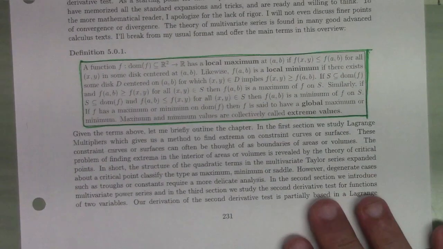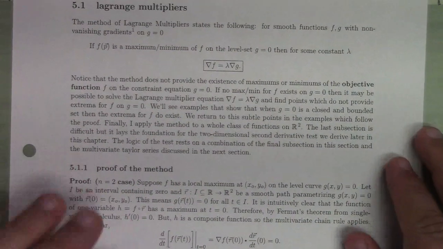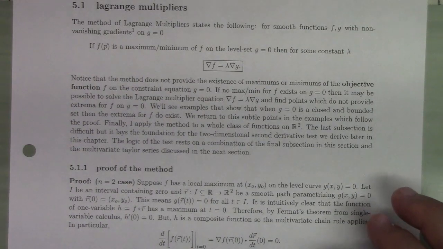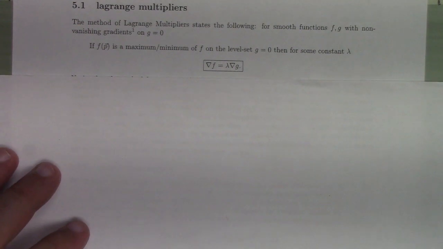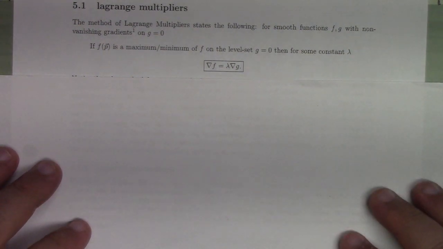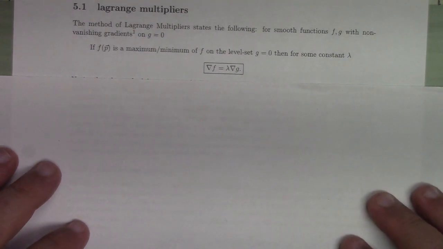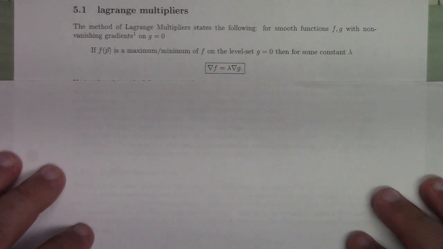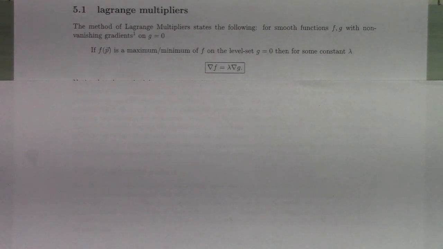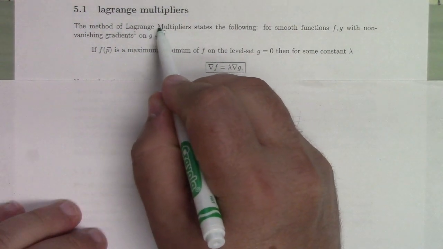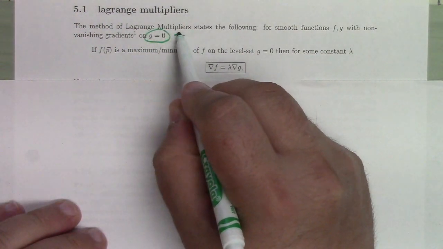And excuse me. So let's get straight into it. What is the method of Lagrange multipliers? Well, so here it is. I'll find my cover sheet. So this is the method of Lagrange multipliers. For some smooth functions, f and g, with non-vanishing gradients on g equal to 0. So g equals 0 is the so-called constraint equation.